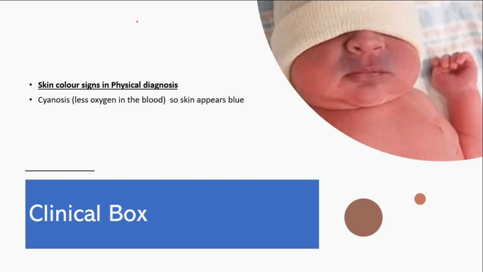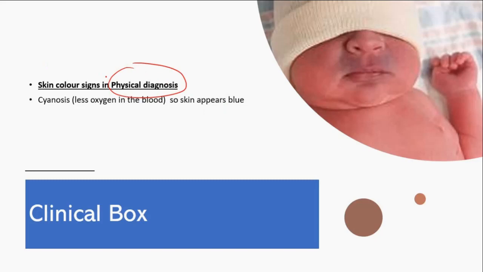Okay, so now that you have taken your break and you're fresh and you're ready, let's move on. The first clinical example I'm going to give you is that your skin is really important when it comes to physical diagnosis. So later on in medicine, you're going to come across a subject called physical diagnosis.